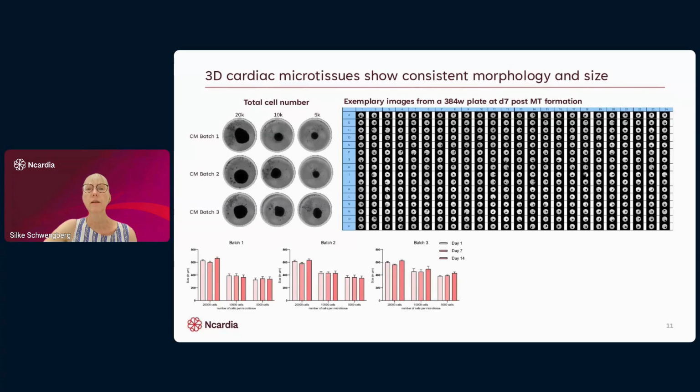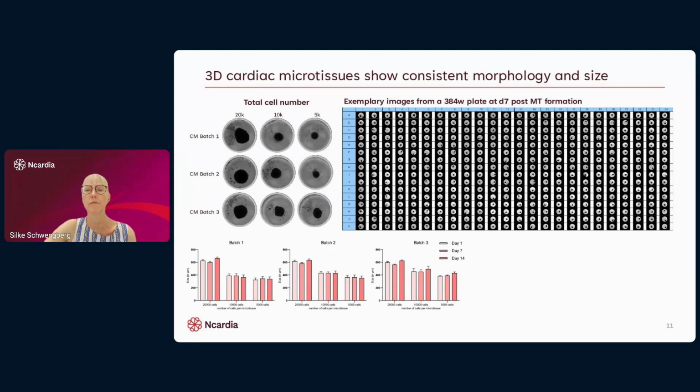What you can see in these representative images is that with all 3 batches of cardiomyocytes, we were able to form the microtissues. And actually across the different days, on the x-axis you have the different batches of cardiomyocytes, batch 1, batch 2, batch 3, and each of the graph or bar colors represents one day after the tissue formation.